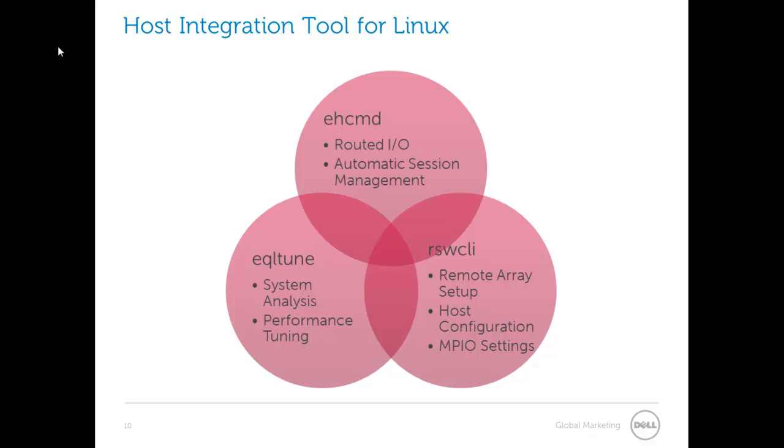The three main components of the HIT for Linux version 1.0 are EqualLogic Host Connection Manager daemon, EHCMD, Remote Setup Wizard Command Line Interface, RSWCLI, and EqualLogic Performance Tuning, EQLTune. Let's first look at Remote Setup Wizard Command Line Interface, RSWCLI.